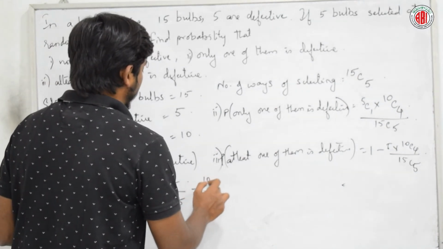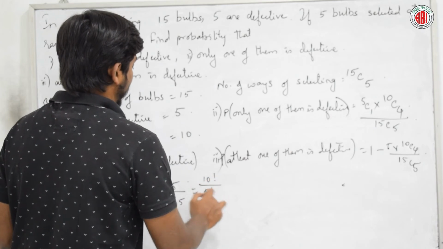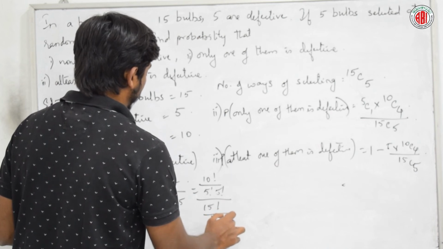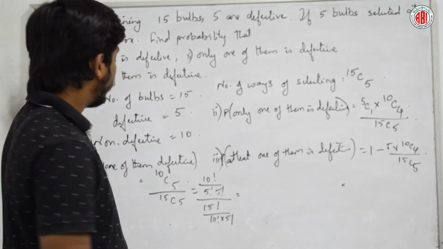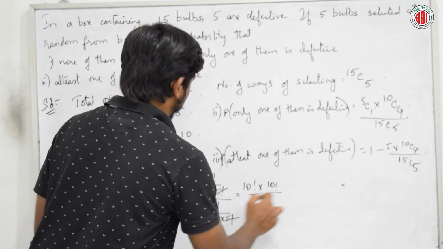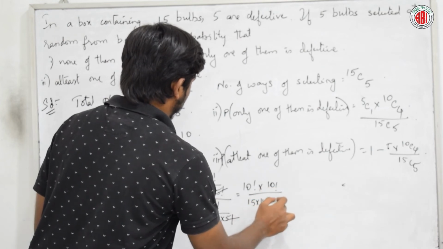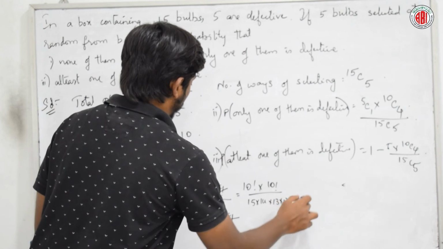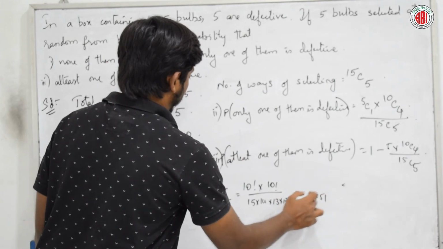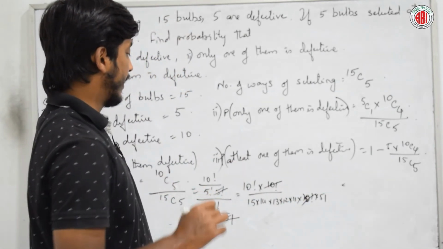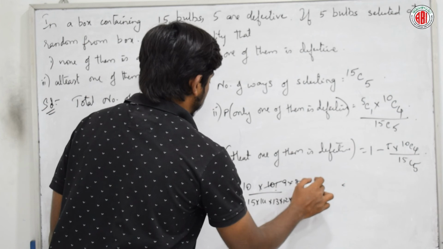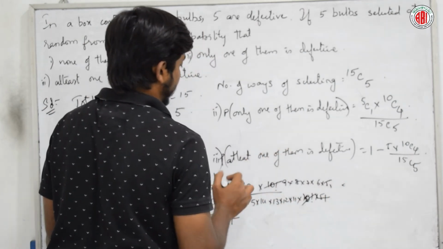Hope you remember. 10 factorial by 10 minus 5 is 5 factorial into 5 factorial, divided by 15 factorial by 15 minus 5 is 10 factorial into 5 factorial. Clear? So this 5 factorial will get cancelled. 10 factorial into 10 factorial by 15, 14, 13, 12, 11 into 5 factorial into 10 factorial. If you observe, these both will get cancelled. And the next 10 can be written as 10, 9, 8, 7, 6 into 5 factorial. These both will get cancelled.